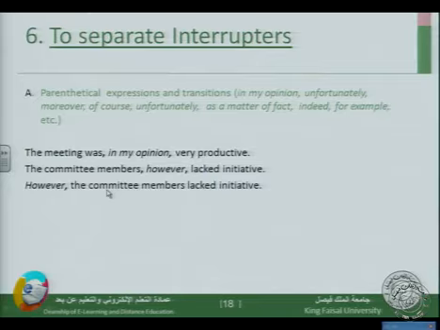Also, we use commas to separate parenthetical expressions and transitions, like in my opinion, unfortunately, moreover, of course, fortunately, as a matter of fact, indeed, for example. All of these are transitions. And as we took in the previous lecture, transition signals are always followed by commas. For example: all in all, comma; in conclusion, comma; in brief, comma; first, comma; second, comma; and so on.